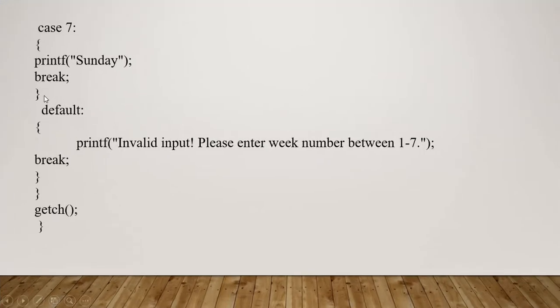If the user enters some other number, that is, a number other than 1 to 7, which statement do we want to print? It is mentioned within the default statement: invalid input, please enter a week number between 1 to 7. So it will print that if the user enters some number other than 1 to 7.